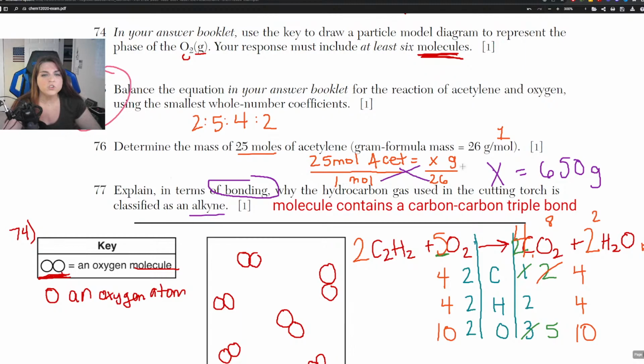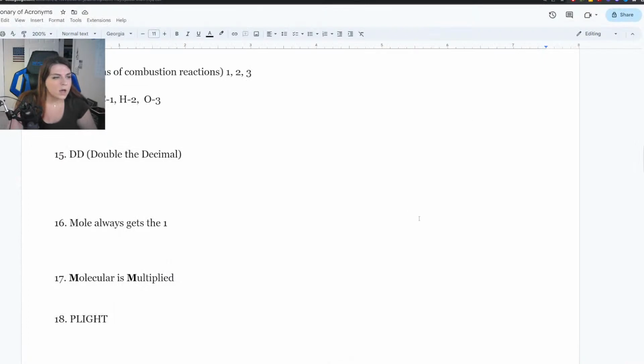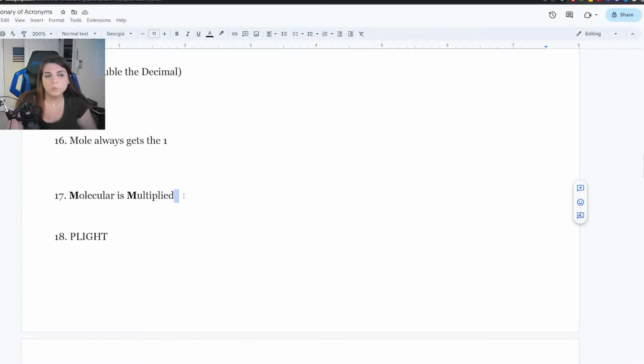When you do a mole conversion, it's because you're doing the molar mass, or rather the gram formula mass. So you would have, like, right here, the gram formula mass here is 26 grams is equal to 1 mole. That's the mole always gets the 1. Then molecular is multiplied.